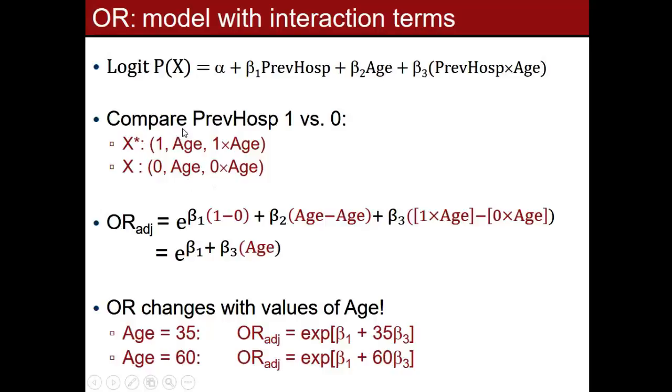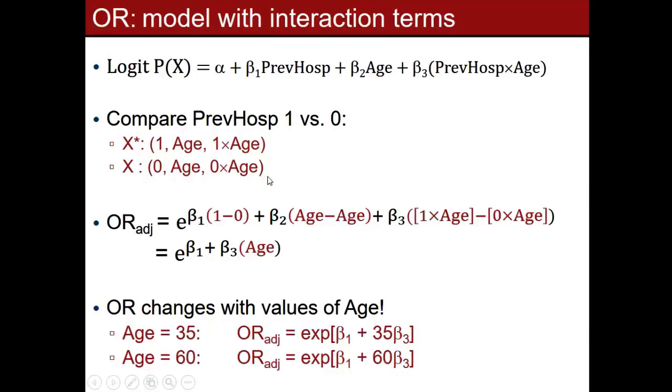And the reason is, compare previous hospitalization 1 versus 0. Okay, so the numerator person, x star, is a 1. We don't care what their age is. We're going to hold that fixed at some value. Let's say it's 50. Everyone's 50. But the thing is, you have another x variable. And this x variable is actually the product of the other two. It's called 1 times age. And so you have a third x variable called 1 times age now. The other group, the comparison group, has a 0 for previous hospitalization, age, and then 0 times age.